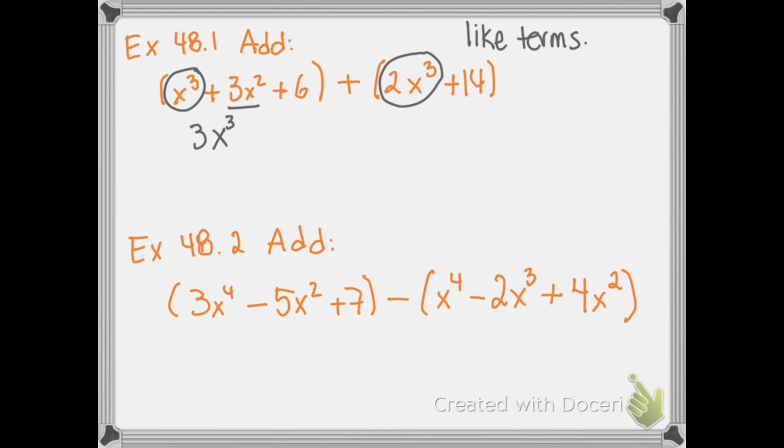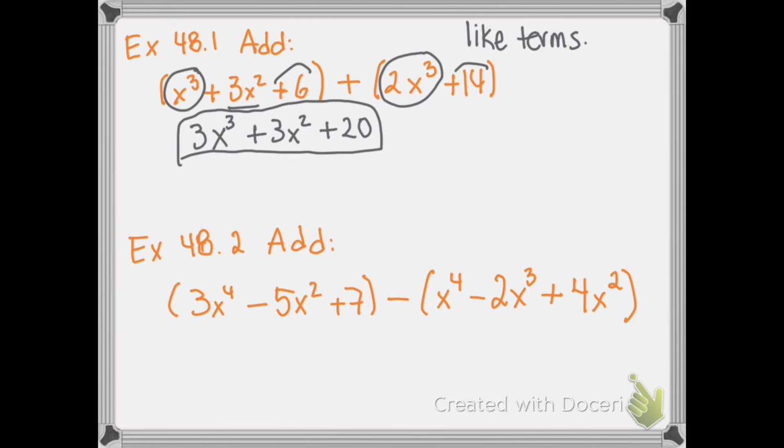Then we go with 3x^2, but there is no x squared on this other side. So what we have to do is just write the number with no change. Finally, we have the plus 6 plus 14, which is plus 20. And that's our answer. Very simple exercise.